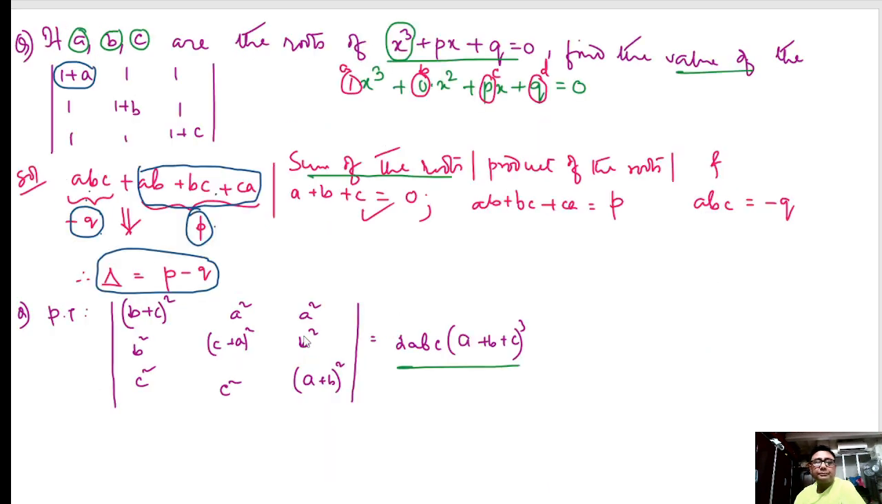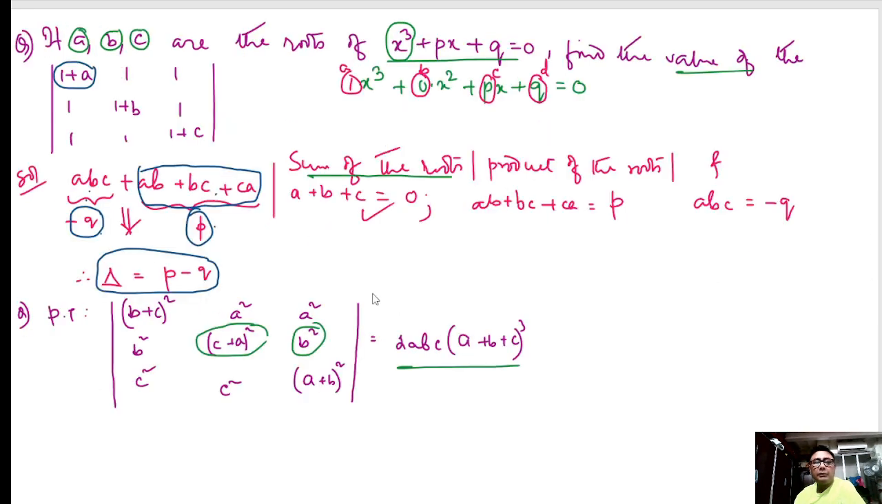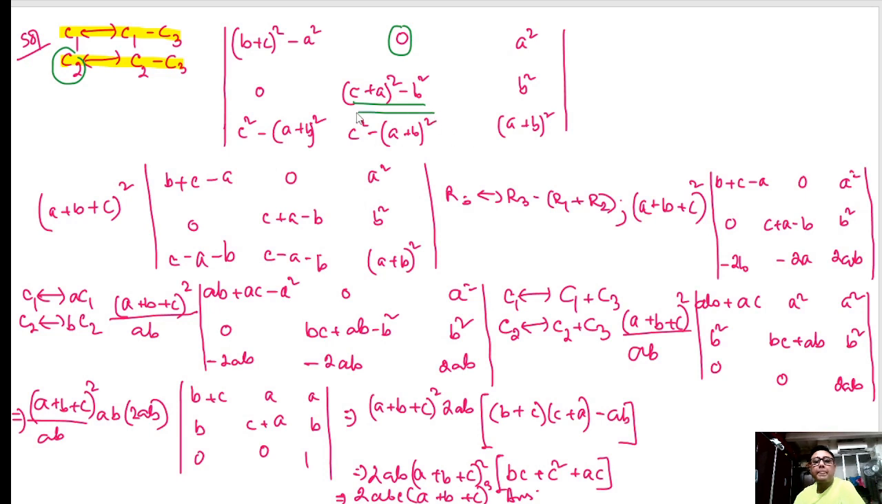Similarly, we will do b square minus this and put it in C2. So here we did. Similarly, we will do this minus this and put it in C2. So here we did. Okay. So now let's see the next one. So this we got.